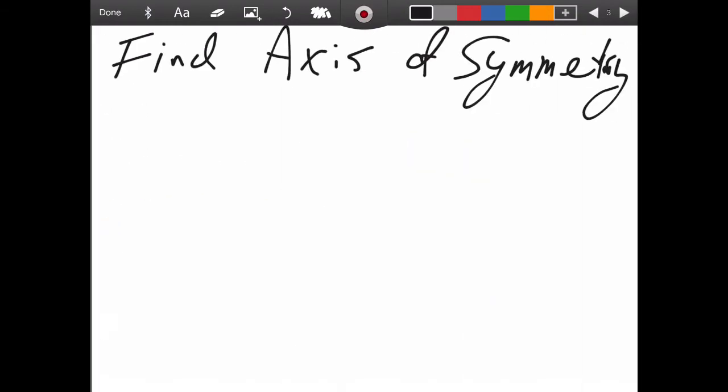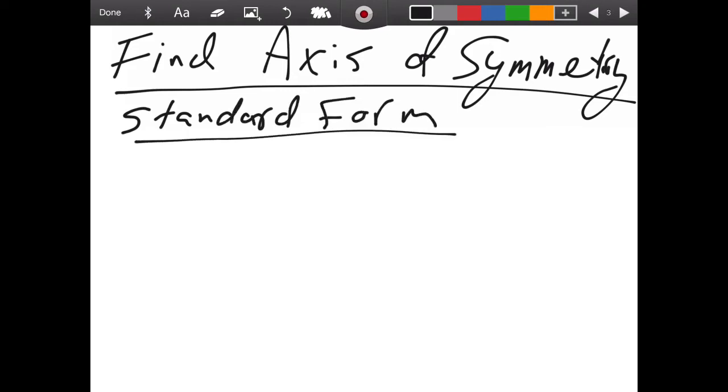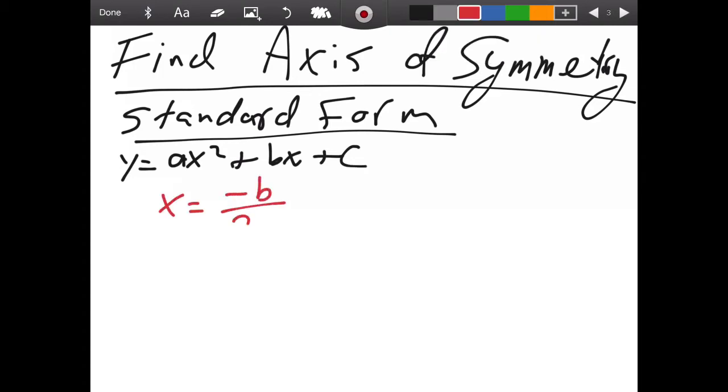So let's again review what the axis of symmetry is. Find the axis of symmetry in standard form. We've done this already, I'm just going to review it so it's in one note. Standard form was y equals ax squared plus bx plus c, and to find the axis of symmetry, I'll put it in red, is x equals negative b over 2a.